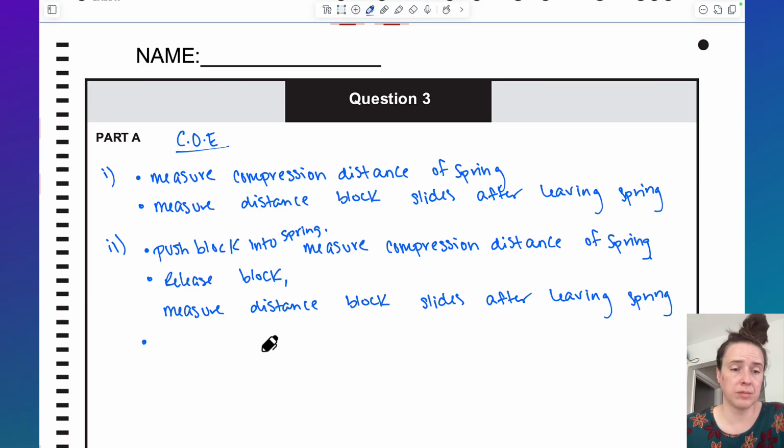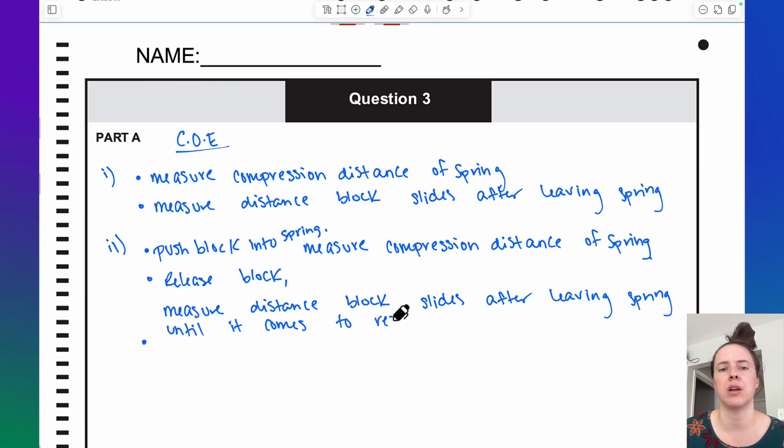Now, the important part is the whole repeat for multiple trials part to reduce uncertainty. With the new exam redesign, you need to be specific about what you're changing every time in order to get that point. So we're going to push the block into the spring, measure the compression distance of the spring. We're going to release it, measure the distance the block slides after leaving spring, until it comes to rest. That's the important part, actually.